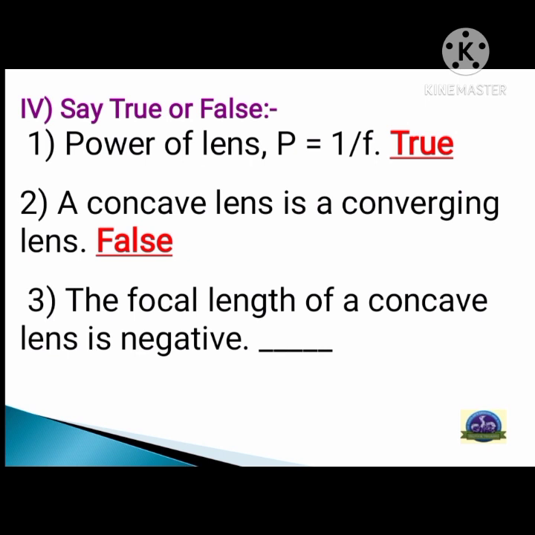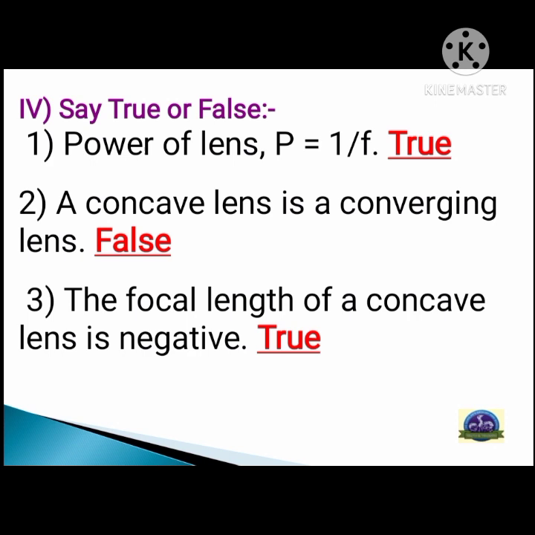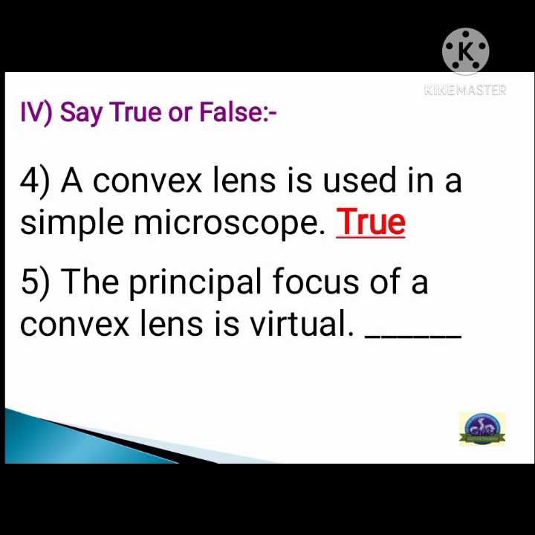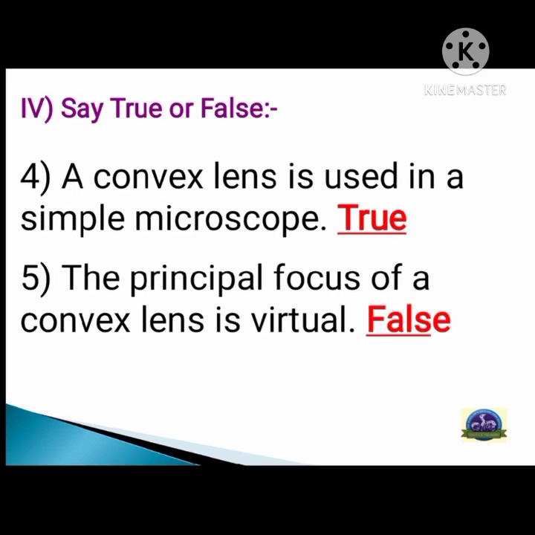So write down false. Third one, the focal length of a concave lens is negative. The given statement is true. Write down true. Fourth one, a convex lens is used in a simple microscope. The given statement is true. Fifth one, the principal focus of a convex lens is virtual. The given statement is false because the principal focus of a convex lens is real.